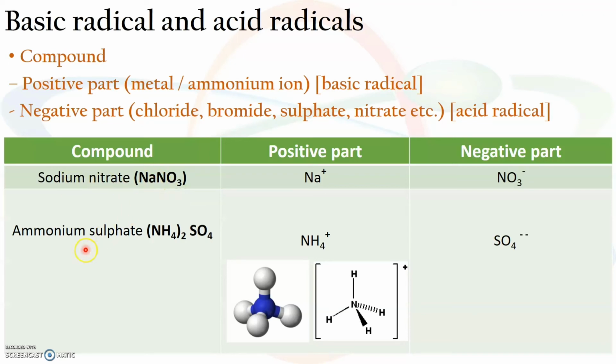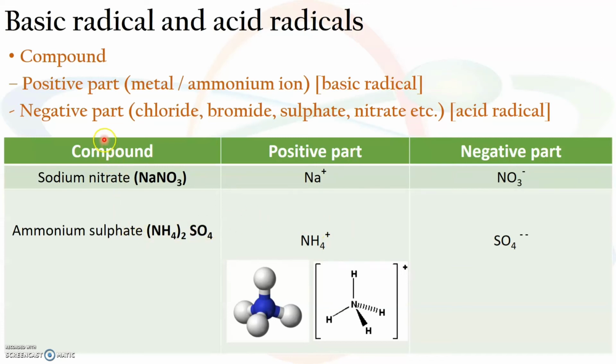Likewise, let us see the case of ammonium sulfate. Same here, we know that the positive part can either be a metal or it can be ammonium ion. So here in this case, it is ammonium ion. It is written as NH4+. We know that ammonium radical has got a positive charge. So we write it as NH4+, which is the positive part.